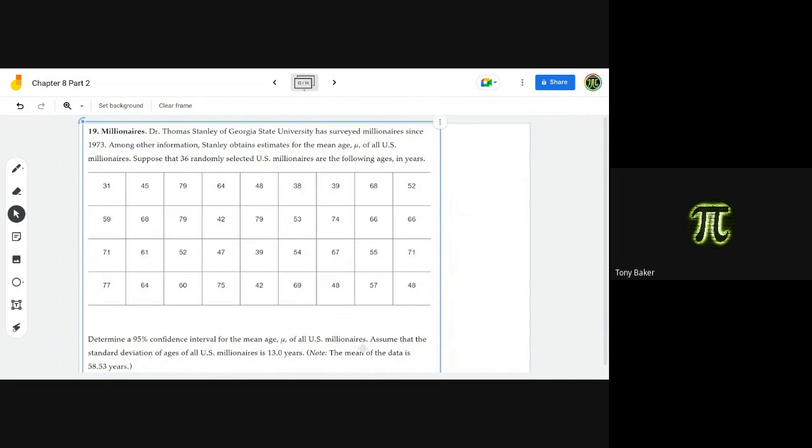And they did the mean for you already. So my sample mean is 58.53, and my standard deviation is 13. So you do not have to figure out your sample mean. They already did it for you.